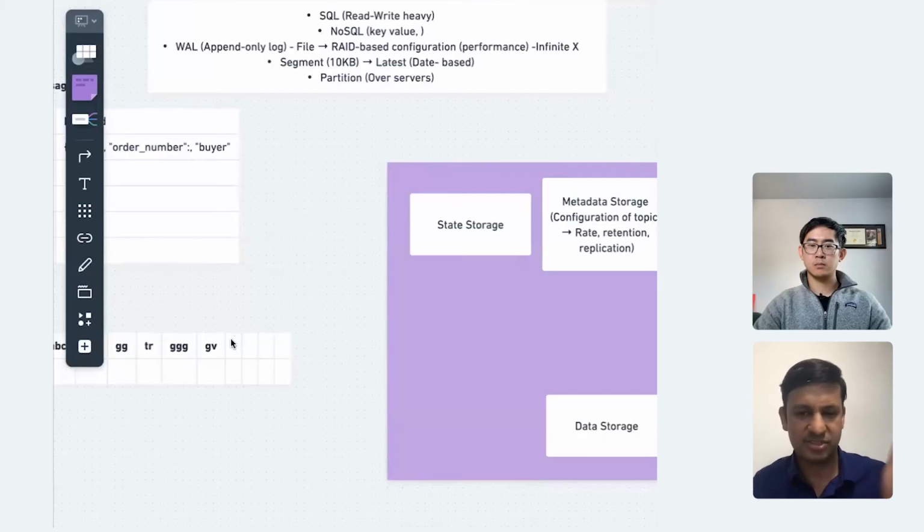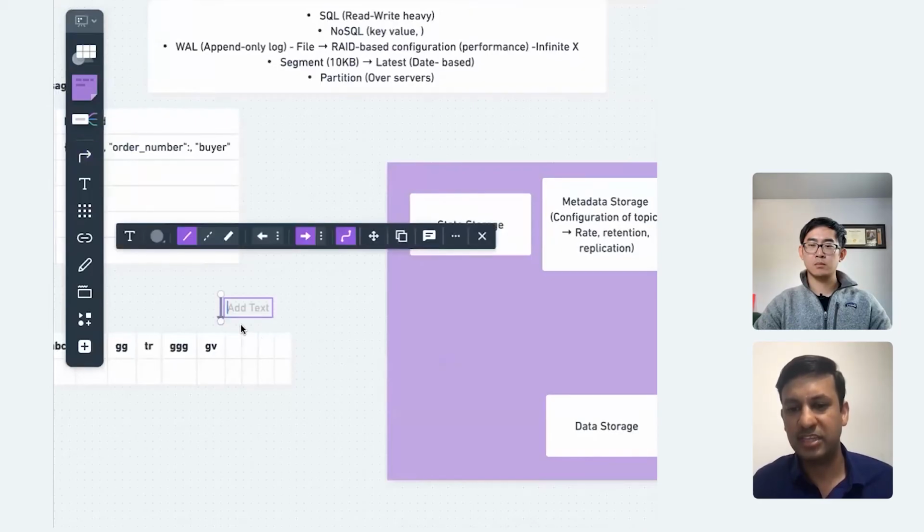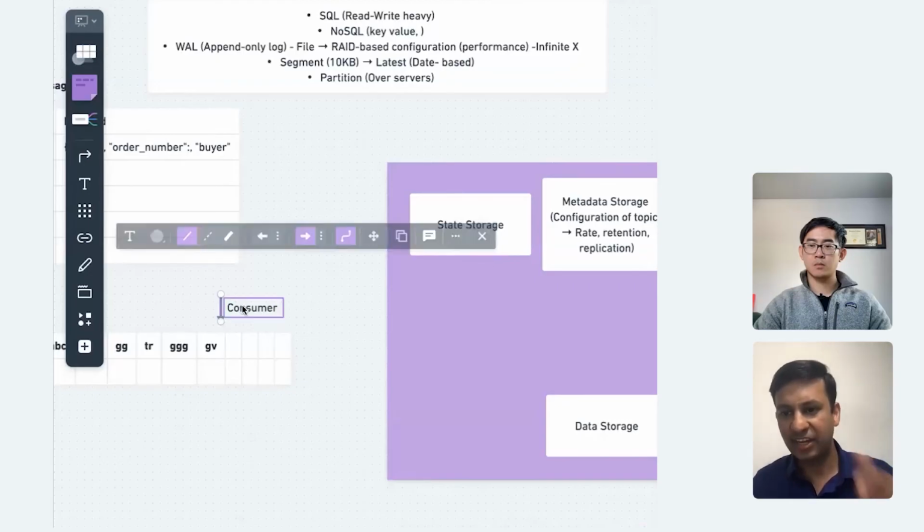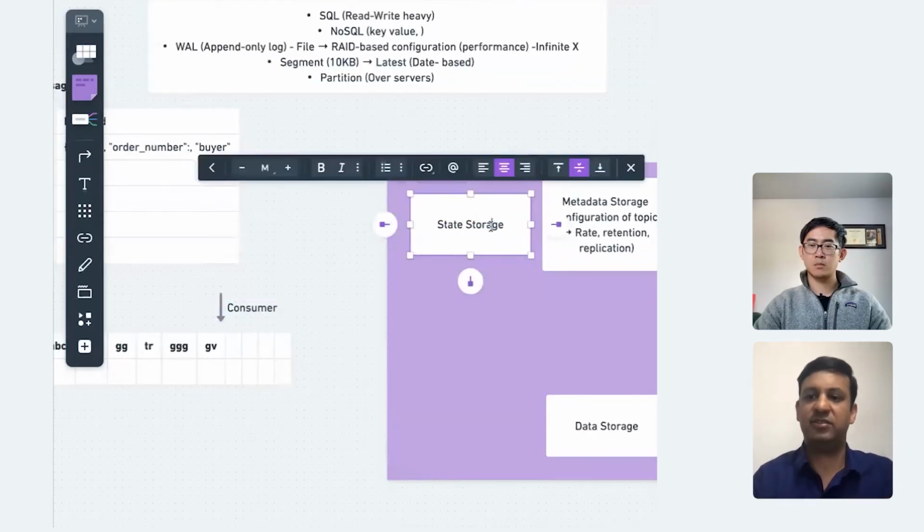I was just simulating the log. I don't think we have time for that. But let's say at this stage, the consumer stopped last time. That particular consumer has consumed until this point. So that kind of offset I would need somewhere. So that state storage will have the consumer offset for each of those.